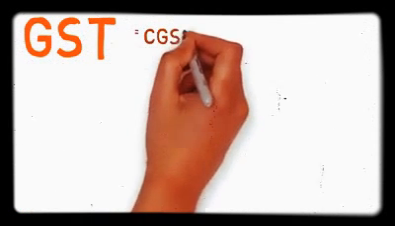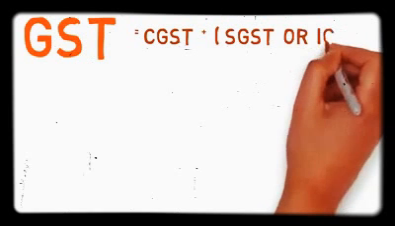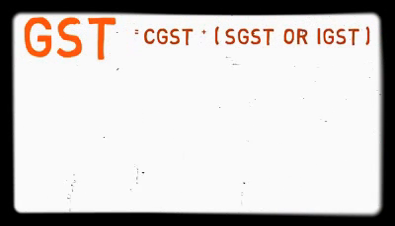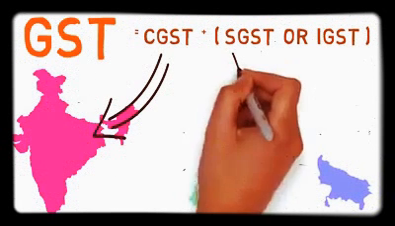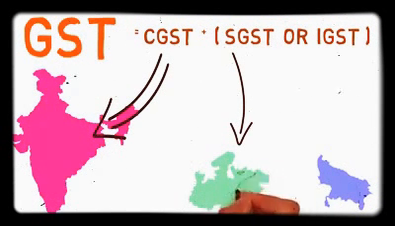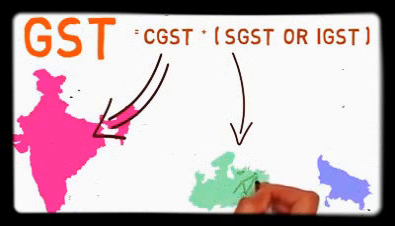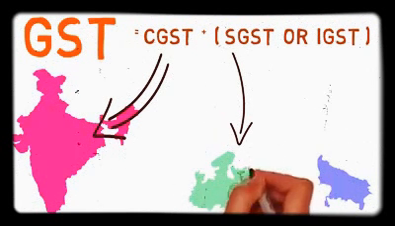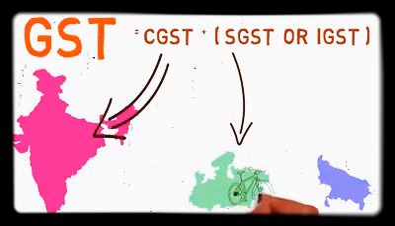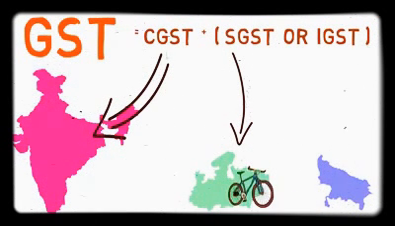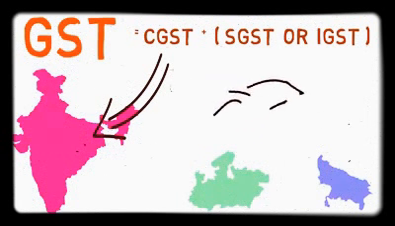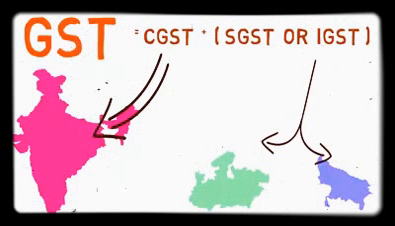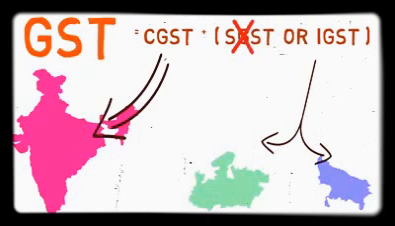GST is a combination of CGST and SGST or IGST. CGST is central GST, which is paid to the central government, SGST is the state GST which is paid to the state government, and IGST is the integrated GST which comes in the situation when goods and services move interstate. For example, product A is manufactured in Madhya Pradesh and sold in Uttar Pradesh, so IGST is distributed between both the states. In this case, SGST will not be collected.